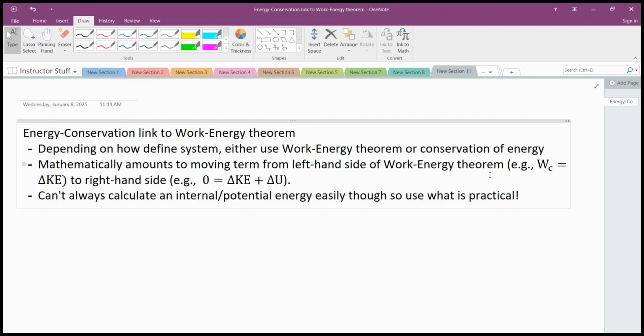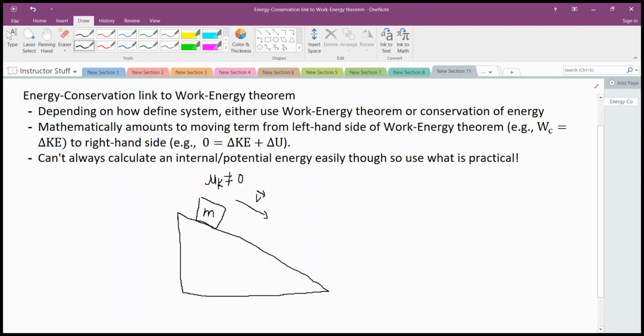Let's look at an example now. Let's consider an object falling under the influence of gravity down an incline, and we'll assume that the incline has friction on it. Well, one way we can solve this problem for whatever information we are interested in is by the work-energy theorem. And so what we can do is we can write down the work done by gravity plus the work done by friction is equal to the change in kinetic energy of our mass, assuming that we define our system to be the mass only, so that these two are outside our system.